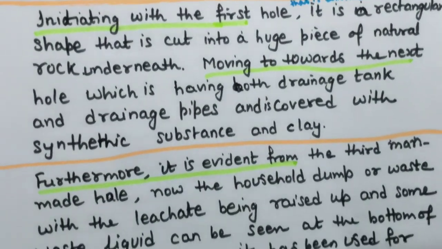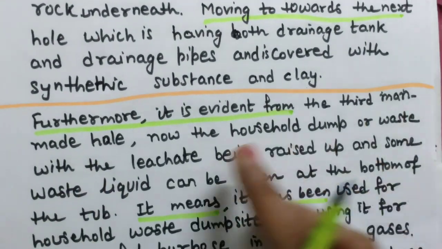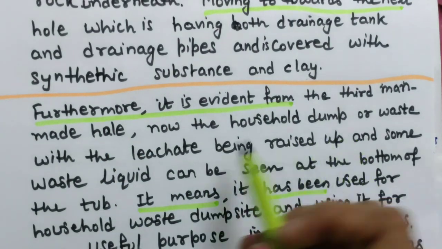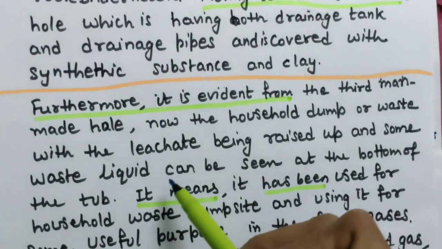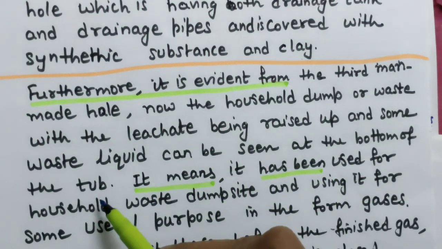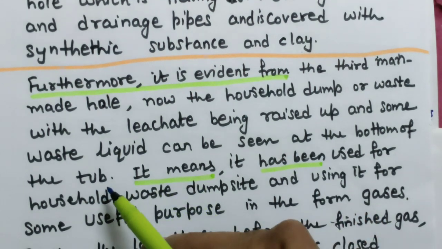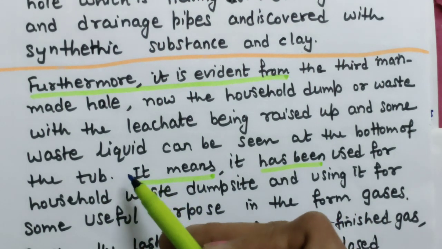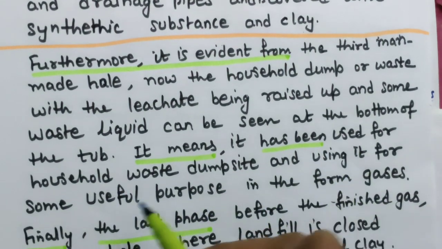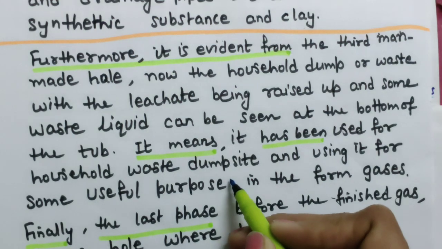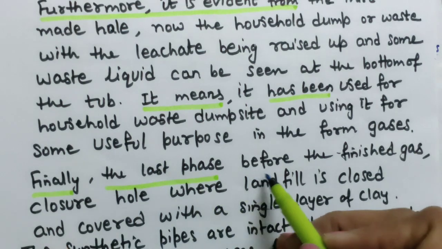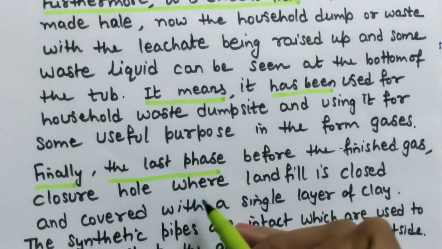Now third one, furthermore, next paragraph, furthermore, it is evident from the third man-made hole, the household dump or waste with the leachate, means worms and all, being raised up and some liquid waste can be seen at the bottom of the tub. Okay, instead of man-made hole I have written tub. It means it has been used for a household waste dump site and using it for some useful purpose in the form of gases.